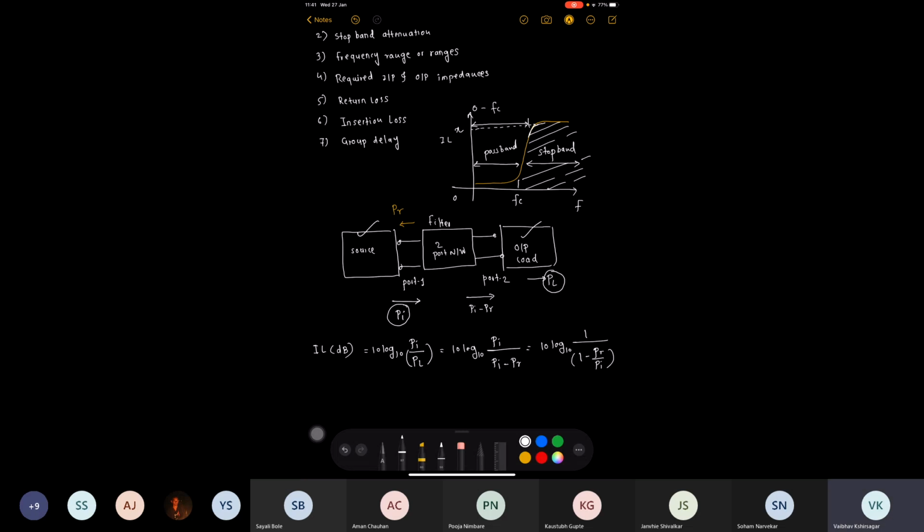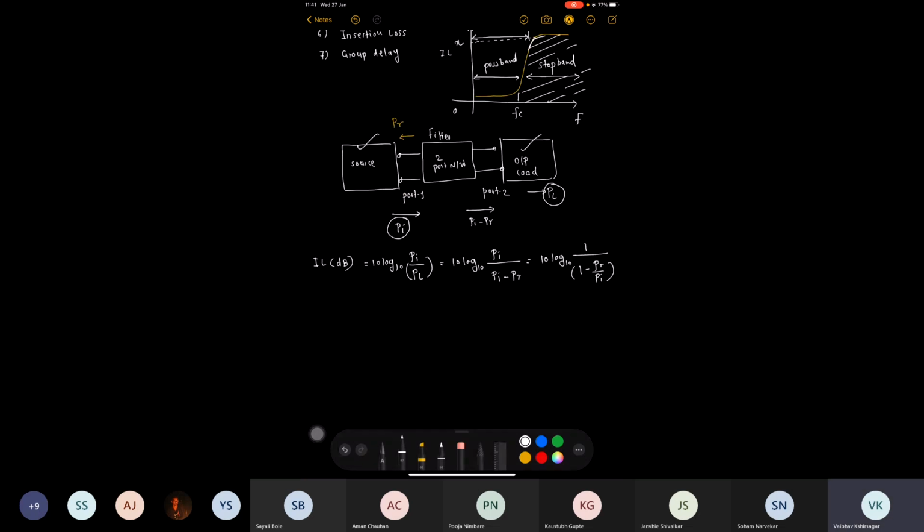Okay. So I will write over here further. Insertion loss in dB, how is it represented? It is 10 log to the base 10 of the whole bracket 1 divided by 1 minus Pr upon Pi. Now what is Pr upon Pi? It is a ratio of power. What is PR? PR is the reflected power. What is PI? PI is the input power.